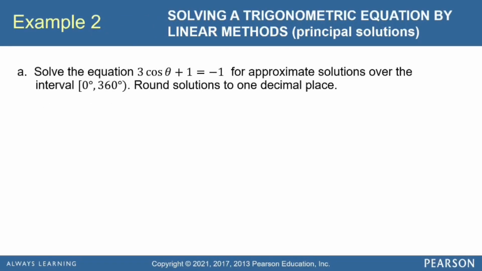And now let's look at example 2 together. So part A says, solve the equation 3 cosine theta plus 1 equals -1 for approximate solutions over the interval from 0 degrees to 360 degrees. Round solutions to 1 decimal place. So let's start off by copying our equation.